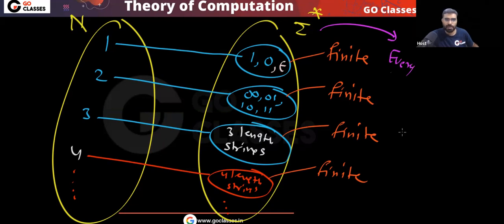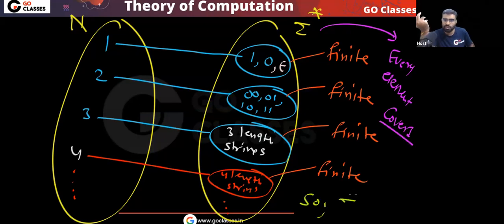For example, who will cover 100 length strings? 100 will cover 100 length strings. Yes or no? That's it. So sigma star is countable. That's it. This is your answer, that sigma star is countable.